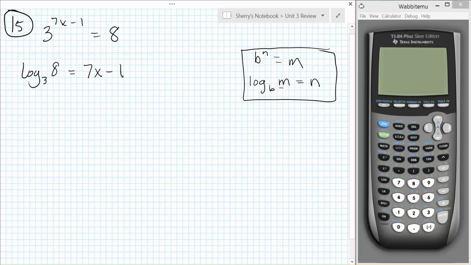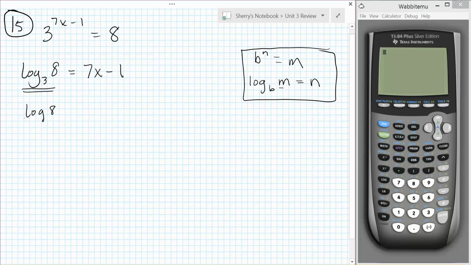Now that I'm in this form, notice that the x is on the main level. 7x minus 1 is pretty easy to solve and get by itself. On the left-hand side of the equation, I have log base 3 of 8, and that doesn't have any variables in it, so I can just go ahead and evaluate that. Again, if you can enter that directly in your calculator, go ahead and do that.